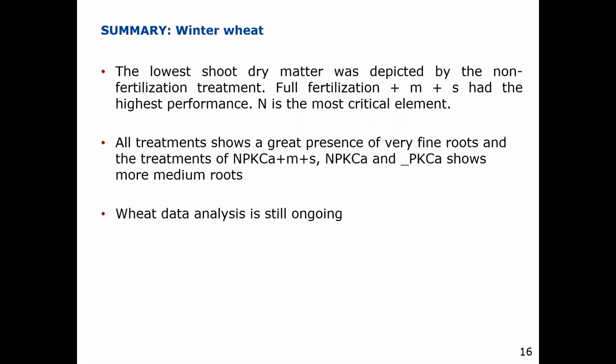For winter wheat, the lowest shoot dry matter was depicted by the non-fertilization treatment. The full fertilization plus manure had the highest performance, and nitrogen was the most critical element. All the treatments show a greater presence of very fine roots, and the treatments of full fertilization plus manure, full fertilization, and nitrogen omission show more medium roots. The wheat data is ongoing and has to be analyzed afterwards.